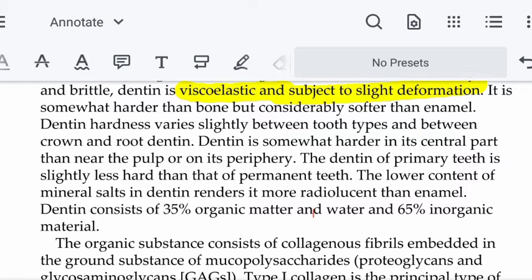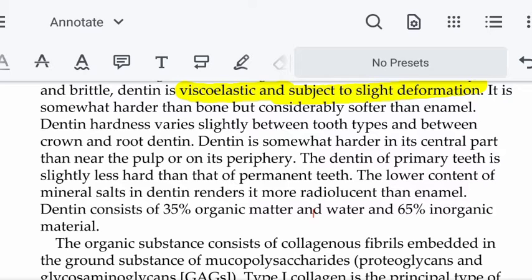Okay, dentin hardness varies slightly between two types and between crown and root dentin. Dentin is somewhat harder in the central part than near the pulp or its periphery. The dentin of primary teeth is slightly less hard than the permanent teeth. So in children, there is primary dentition. So dentin is slightly less hard in primary teeth, in deciduous teeth. It is more hard in permanent teeth.